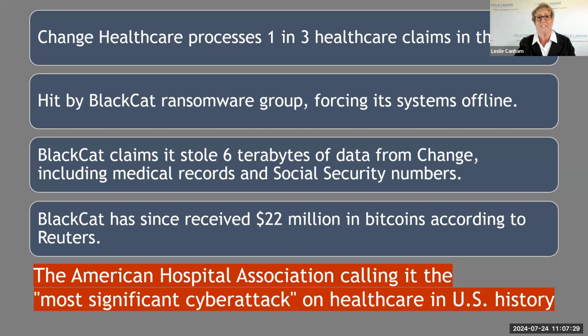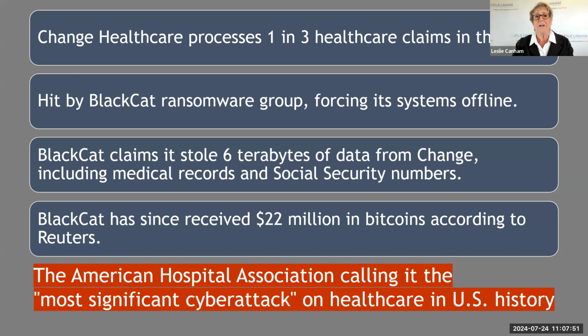Black Cat claims that it stole 6 terabytes of data from Change, including medical records, social security numbers. And since this time, Black Cat has received $22 million in Bitcoin, according to Reuters. The American Hospital Association had called it the most significant cyber attack in US history.